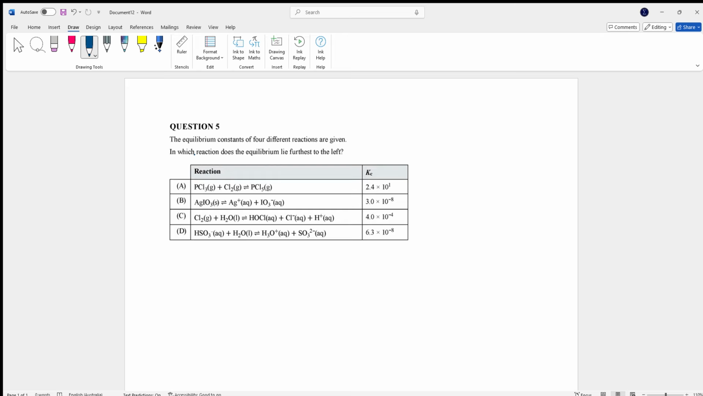But otherwise, let's get straight into this question here. So, question 5. The equilibrium constants of 4 different reactions are given. In which reaction does the equilibrium lie furthest to the left?